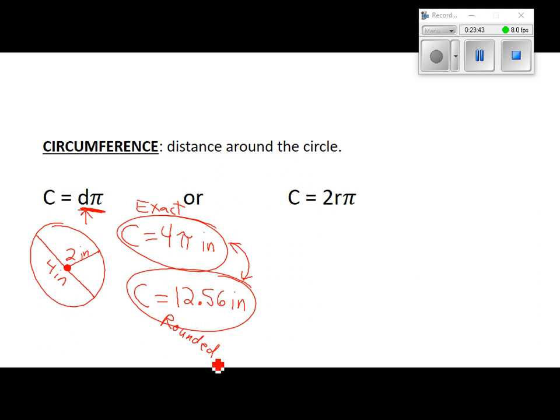We did that on the first page of the last time's assignment, right? Just leave it in terms of pi. If they don't specify, leave it in terms of pi. Make it easy on yourself.